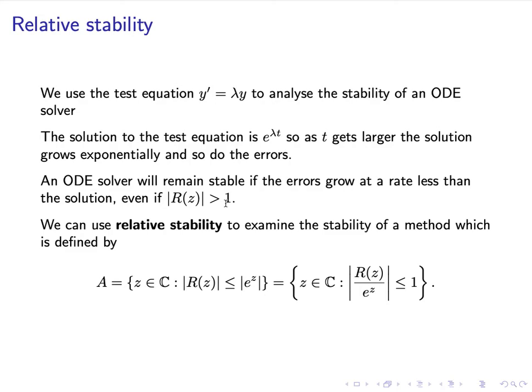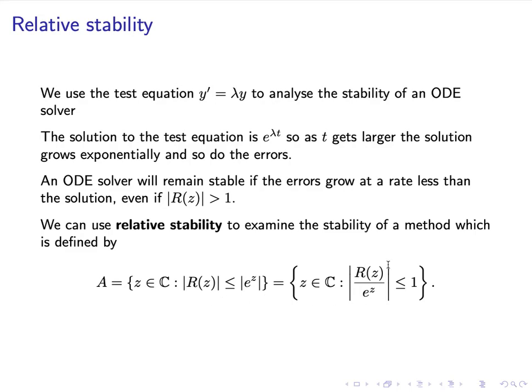But with relative stability, we acknowledge that for the test equation, our solution is exponential, so the growth in the errors could be greater than 1, yet the method would still remain stable. So this is the idea of relative stability. So the region of relative stability is defined as here. So z is some complex number. Now R(z) is the stability function, which was mentioned in a previous video. So the modulus of R(z) has got to be less than or equal to the modulus of e to the z. So this is that concept where the errors can grow at a rate less than e to the z.